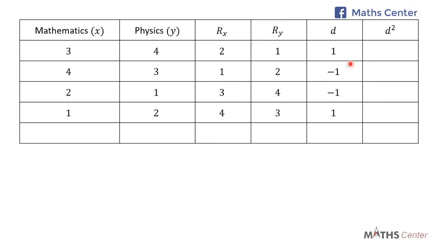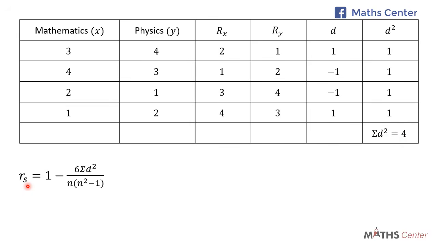Now for D squared, we will square the D values here. 1 squared is 1, negative 1 squared is 1, negative 1 squared is 1, and 1 squared is 1. From the formula, we need sigma D squared, so we have to find the sum of the values in the column for D squared. 1 plus 1 plus 1 plus 1 gives us 4, so sigma D squared is 4.